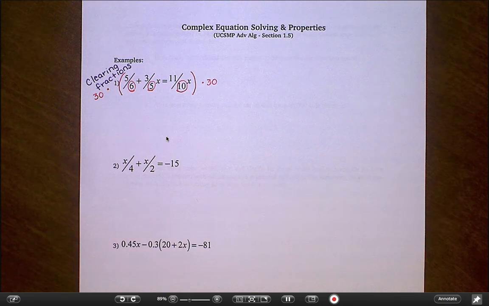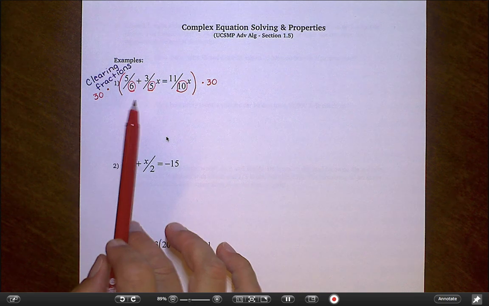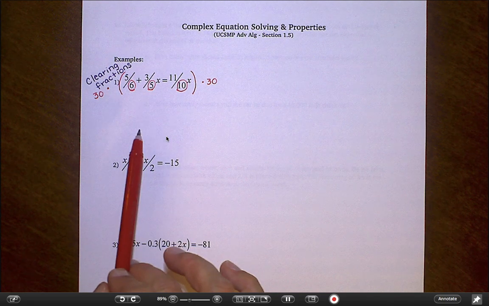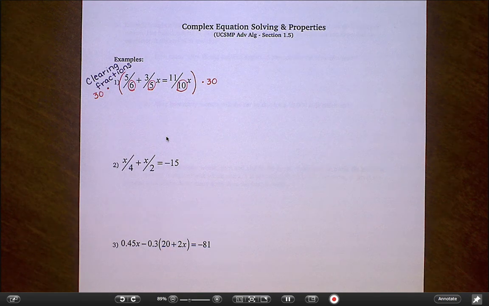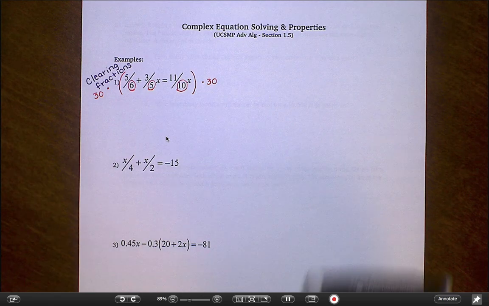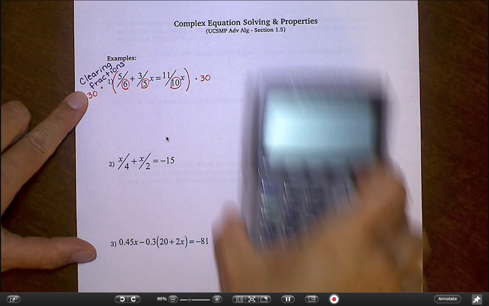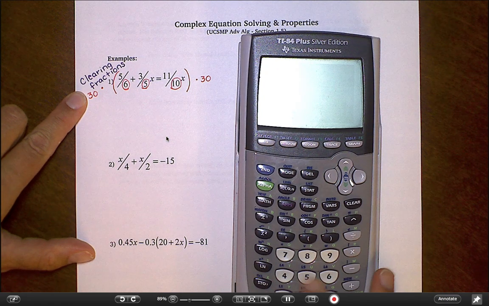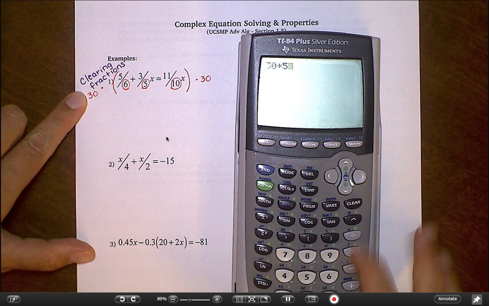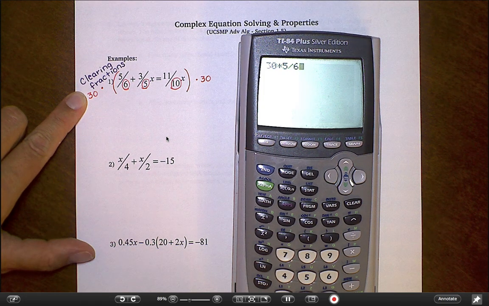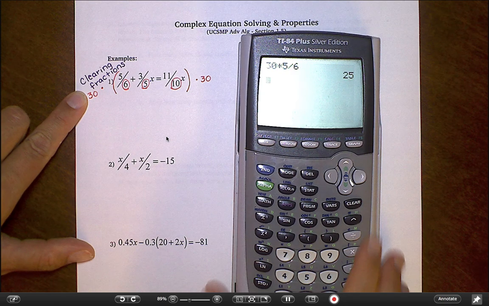So when I say multiply by 30, I mean distribute to everything. I'm going to do 30 times 5 over 6. I'm going to do 30 times 3 over 5, and so on. I do want to show you how to type that into a calculator if you're not sure how. So when I go to do 30 times 5 over 6 in a calculator, I can just do 30 times 5 divided by 6. Okay? And that should come out to 25.